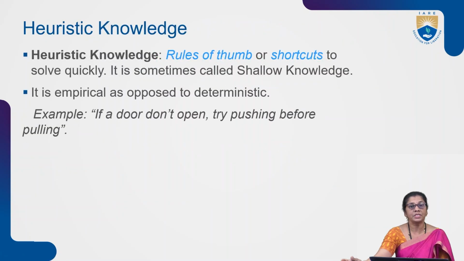Next is heuristic knowledge. Heuristic knowledge is expert knowledge, or rules of thumb, or shortcuts to solve quickly. It is sometimes called shallow knowledge. It is empirical as opposed to deterministic. Example: if a door doesn't open, then it suggests that we try opening the door by either pushing the door or pulling the door.